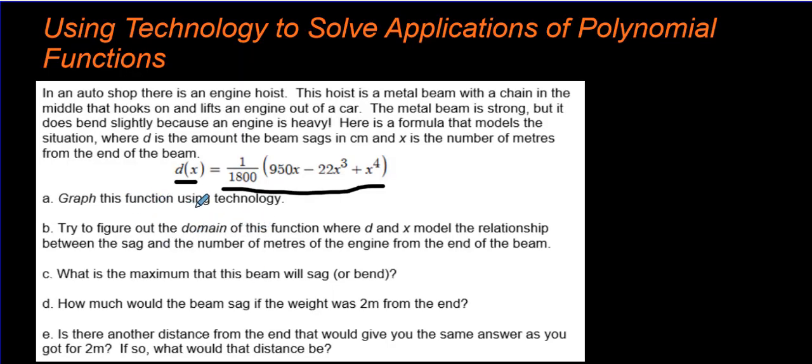Number 1, graph this function using technology. Wow, I should have read that earlier because I just finished doing that. Check. I'm going to go to the next page here. Now it says, try to figure out the domain of this function, where d and x model the relationship between the sag and the number of meters of the engine from the end of the beam. In other words, they want us to be realistic about our domain. Now this is assuming that you've already done domain before with me on a video or with your teacher. If you haven't, it's definitely important to check out the video on domain and range.